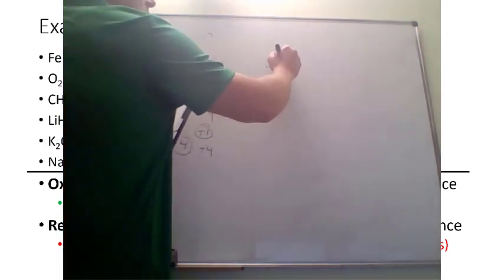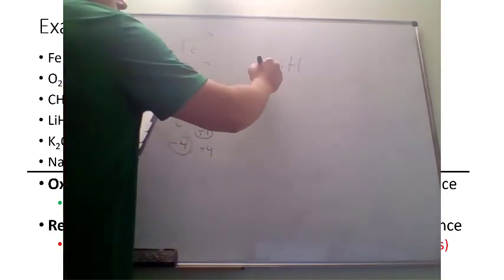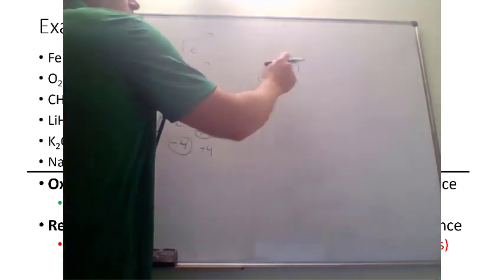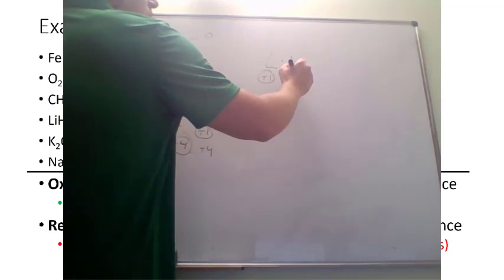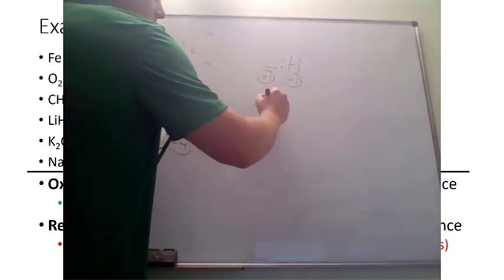Next, LiH. So lithium we know is an alkali metal, so that's going to have a +1 oxidation number. And since lithium is a metal, we know our hydrogen here is going to have a -1 oxidation number. All right.